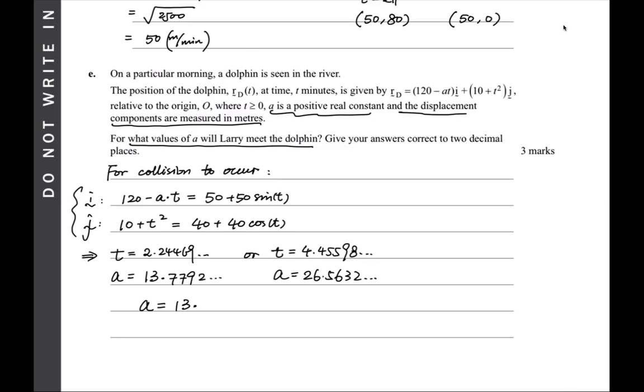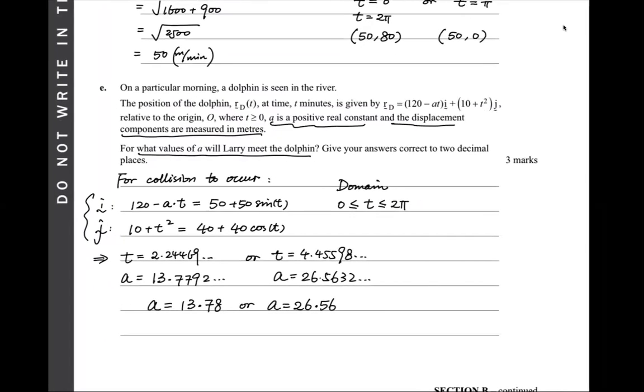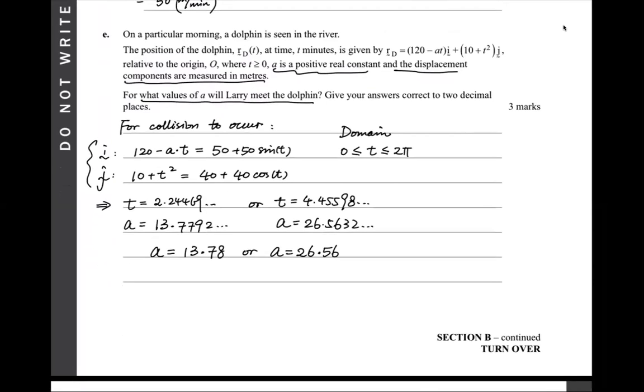Correct to 2 decimal places, we just need the values of A. So 13.78 or A equals 26.56. Notice that for the equations, when we solve them simultaneously, we need to look out for the domain because Larry has his trajectory defined over 0 to 2 pi for the time parameter t, okay? That will help us to reduce the number of solutions obtained, okay?